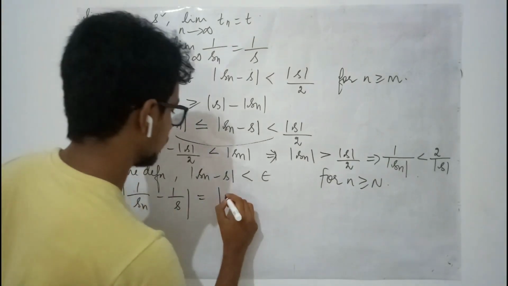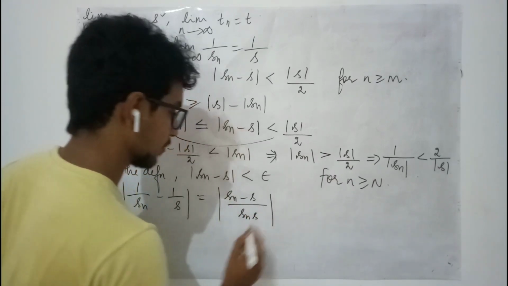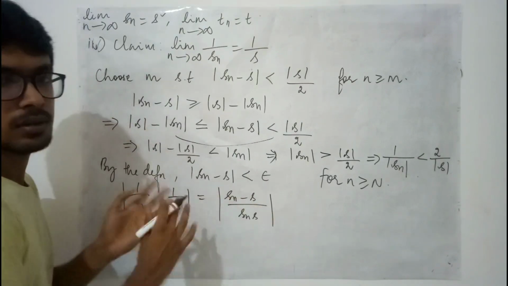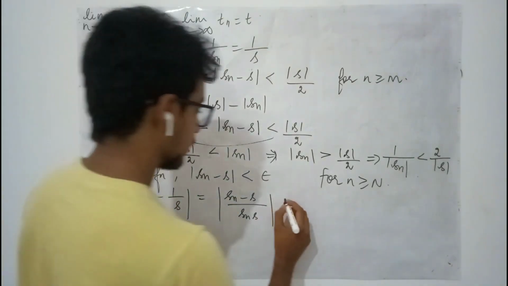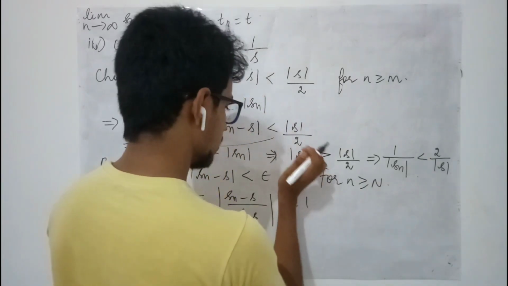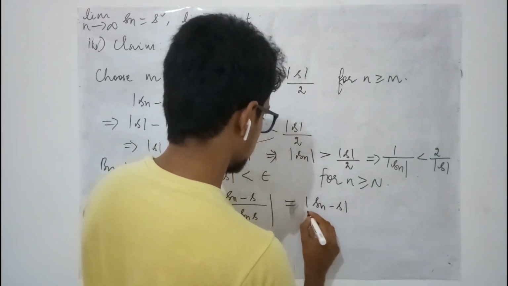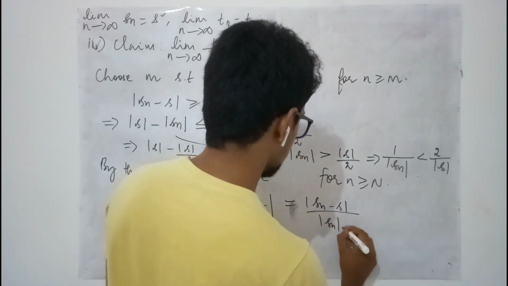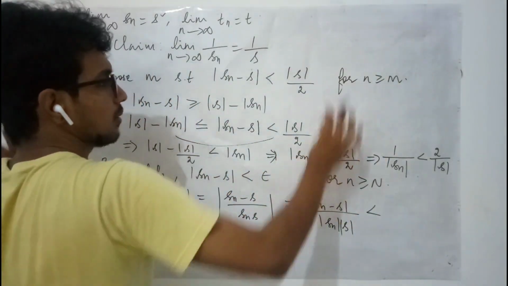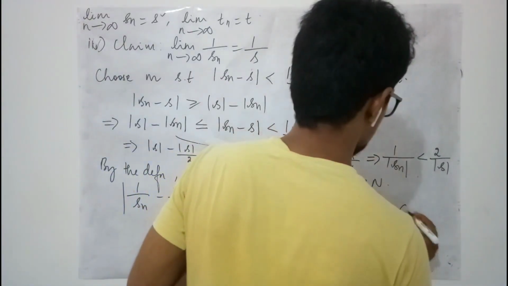When you take the LCM, you will have absolute of Sn minus s upon Sn s. You will have s minus Sn, since this is an absolute term. Using the symmetry, I may write it this way. And this is, actually, equal to absolute of Sn minus s upon absolute of Sn into absolute of s, and here is where the things are going to take place. What is it? It is epsilon.